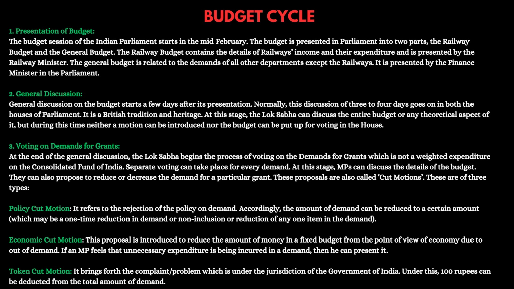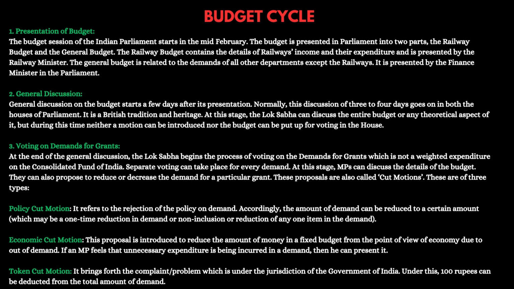1. Presentation of budget. The budget session of the Indian Parliament starts in mid-February. The budget is presented in Parliament in 2 parts, the railway budget and the general budget. The railway budget contains the details of railways' income and expenditure and is presented by the railway minister. The general budget is related to the demands of all other departments except the railways. It is presented by the finance minister in Parliament.